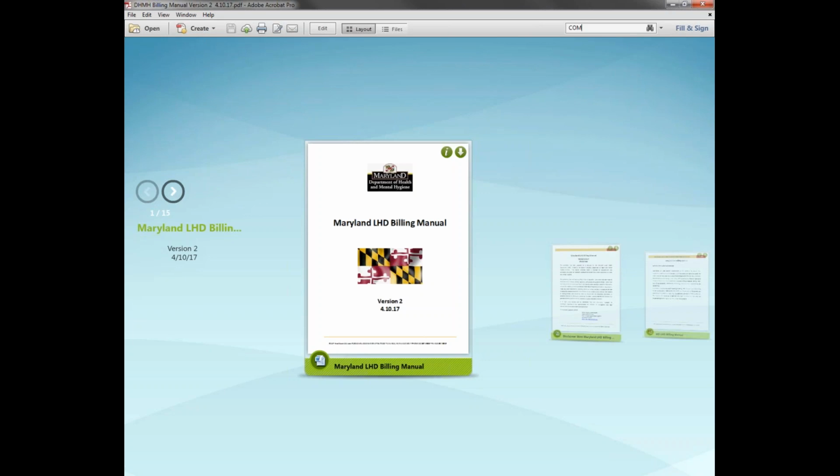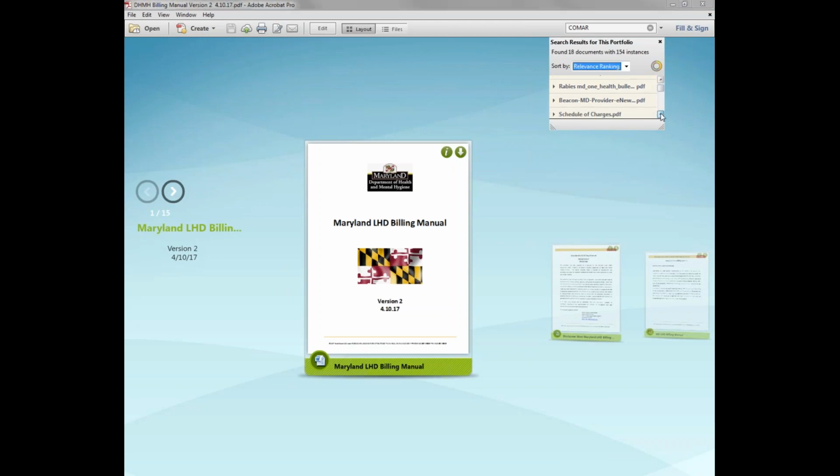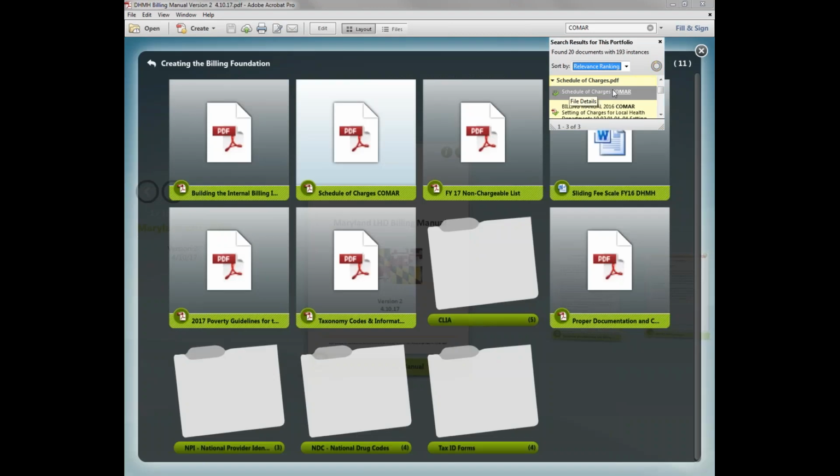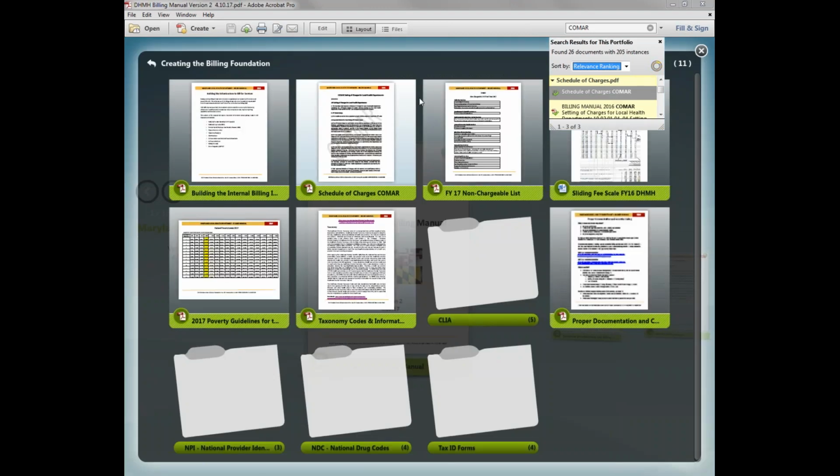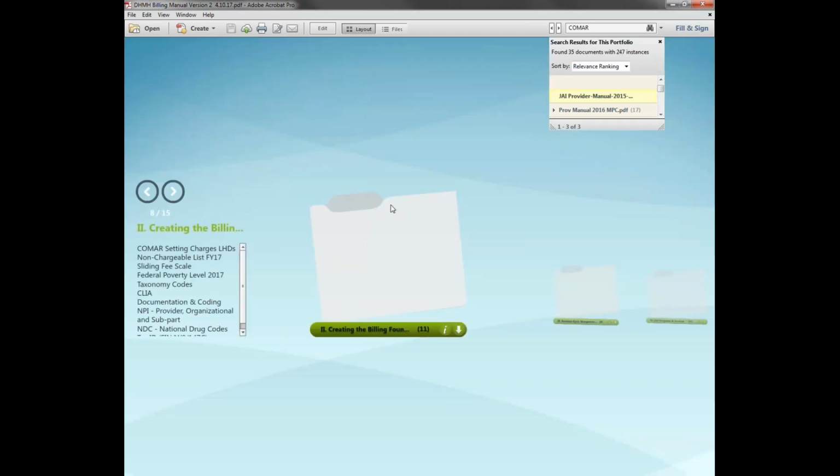If we type in COMAR in the search bar and click enter, the search option searches through the entire portfolio and finds different instances where COMAR is found. We can then look at the different instances that have been pulled and double click, and it will take you right to where COMAR is and the different chapters that COMAR is found within. So it makes it very intuitive and easy to use because of the search function in the portfolio.